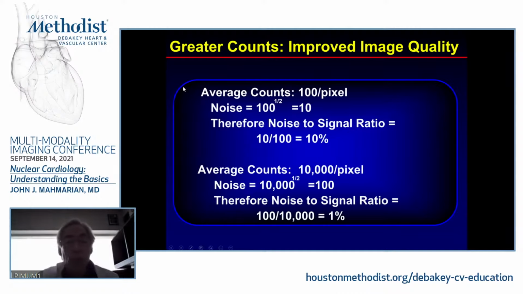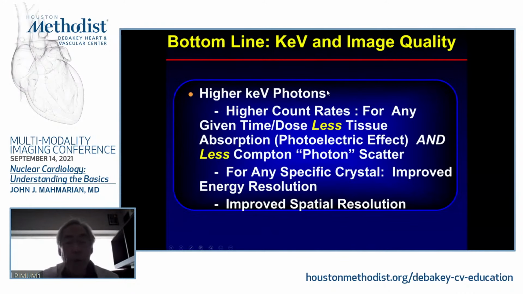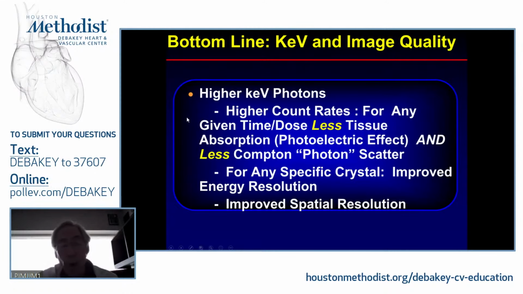Okay, so higher kV photons, you get higher count rates for any given time or dose. You have less tissue absorption, so you get better photoelectric effect, and you have less Compton scattering. And so that's why we like the radiotracers such as technetium, which are the highest ones we have really in myocardial perfusion imaging at this time using SPECT imaging.